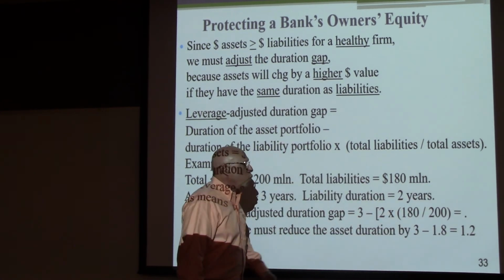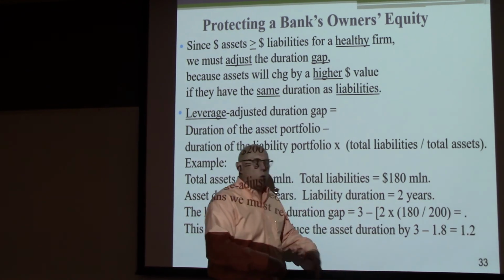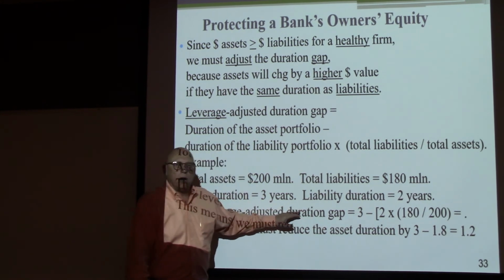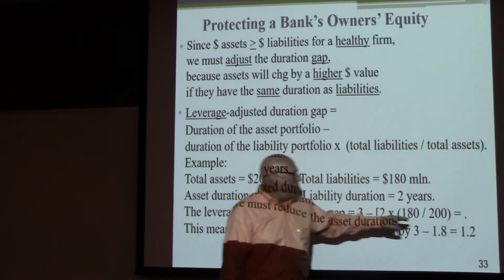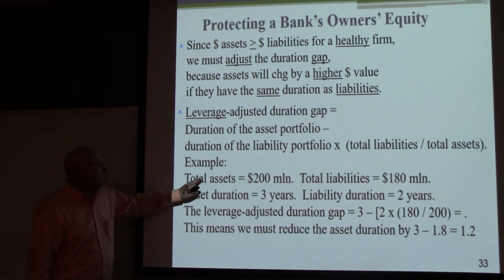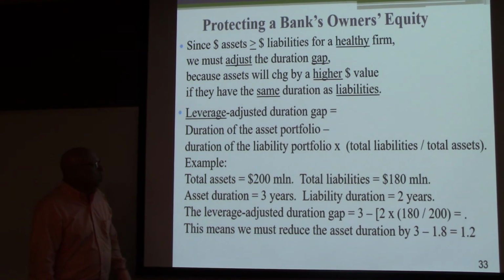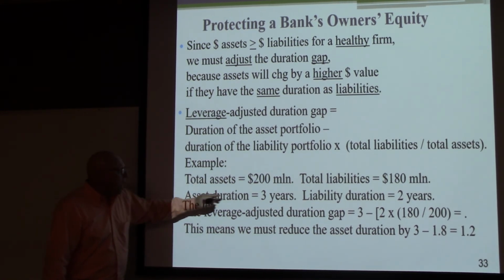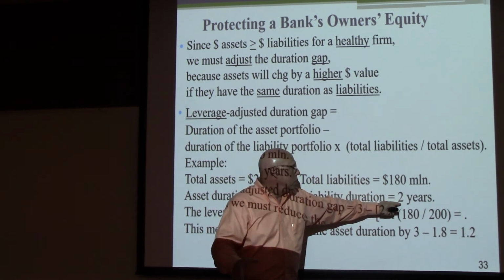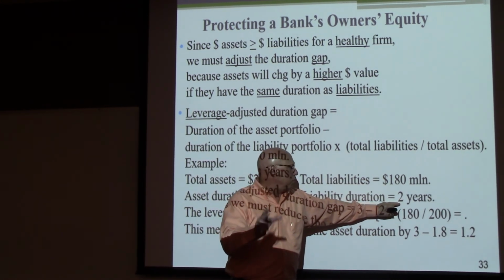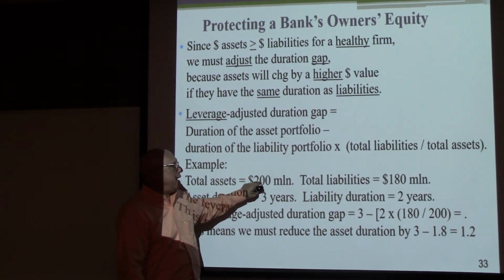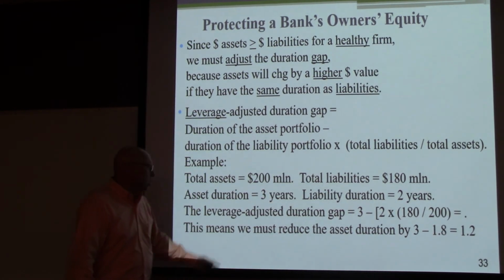And so if we want to close the gap completely, we don't close the gap by 1 year. We must close the gap by 1.2 years, because we have more money invested in assets. So it's a positive gap. Assets are longer than liabilities. That's a positive gap. But if we're trying to close that positive gap, we have to account for the extra $20 million invested in assets over liabilities. And this is how we do it.